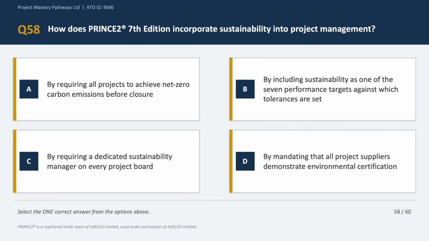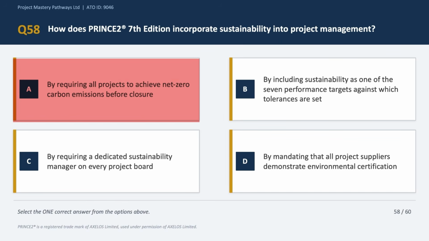Let's move on. How does PRINCE2 7th edition incorporate sustainability into project management? Now, sustainability is one of the key additions in the PRINCE2 7th edition when compared to the PRINCE2 6th edition. Okay, now let's look through the options one by one. Option A says by requiring all projects to achieve net zero carbon emissions. Now, really, that's too futuristic, right? Because PRINCE2 does not mandate specific environmental outcomes like net zero for all projects, okay? Because that may not be realistic, okay? And it would be far too prescriptive. So that is why option A is incorrect.